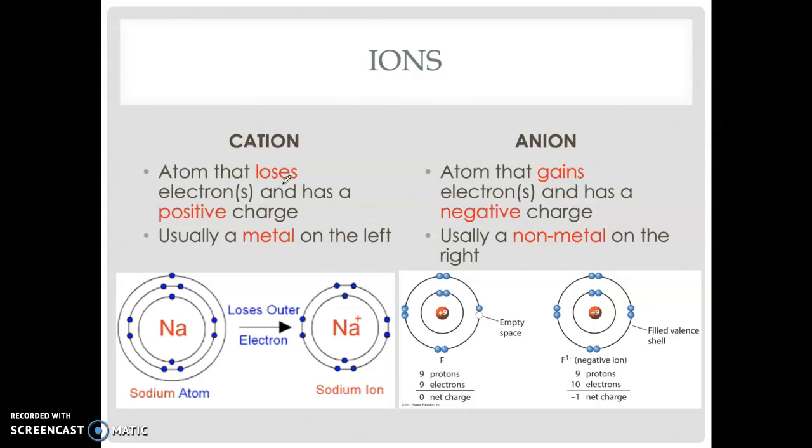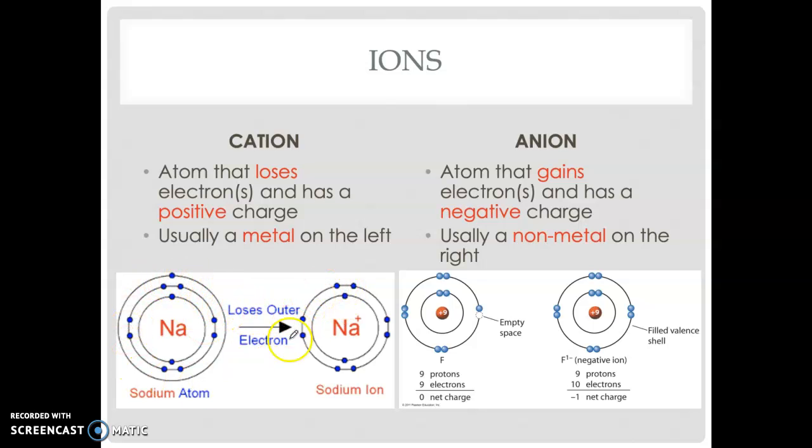So a cation, these are atoms that lose electrons with a positive charge. These are usually metals on the left side of the staircase. Anions gain electrons, and they have a negative charge. These are usually nonmetals. So notice how fluorine has 7 valence electrons. It wants to add 1. When it does, it creates a -1 charge, but it has a full shell. Sodium has 1 extra on its outermost ring.